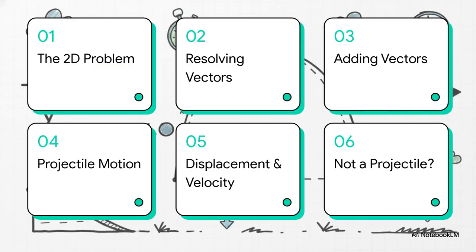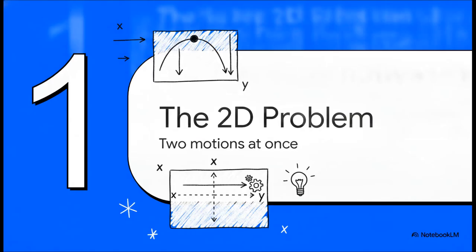So here's our roadmap for the explainer today. We'll hit 1. The 2D problem. 2. Resolving vectors. 3. Adding vectors analytically. 4. Projectile motion in action. 5. Calculating displacement and velocity. And finally, 6. When projectiles aren't projectiles. Let's kick things off with section 1, the 2D problem.